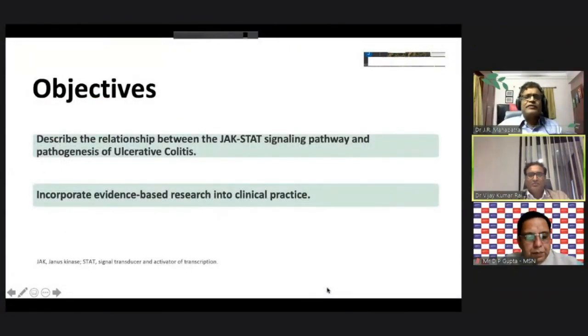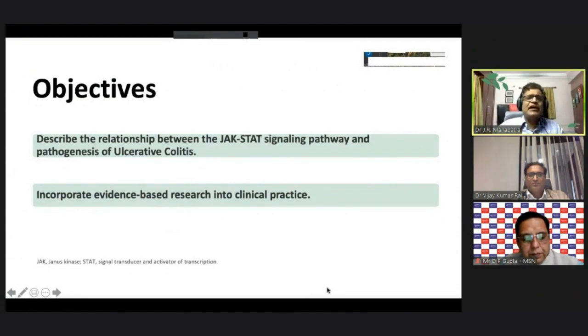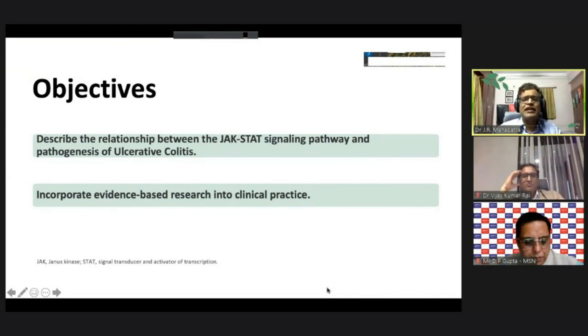Okay. Yes, so this is basically how tofacitinib works, the JAK-STAT signaling pathway and pathogenesis. I'll just briefly touch upon the pathophysiology, and this will incorporate evidence. There are so many trials for JAK-STAT inhibitors, like Octave 1, 2, Octave 10. These are the trials. I will be discussing that, or if there is no problem, we can talk about that at the discussion point.